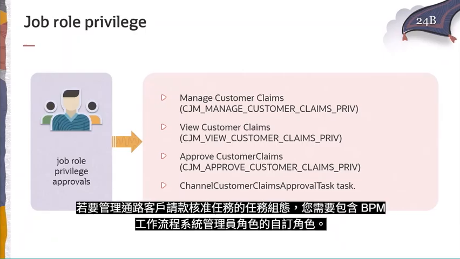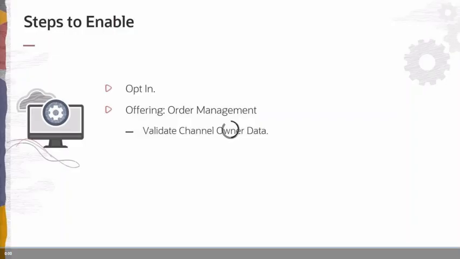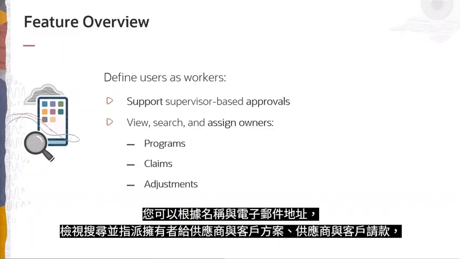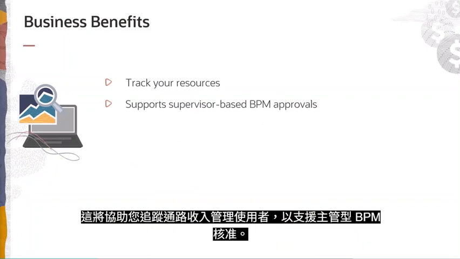Now you can define workers in Redwood. Define your channel revenue management users as workers to support the supervisor-based approvals. You can view, search, and assign owners to suppliers and customer programs, supplier and customer claims, and supplier name and email address. This will help you track your channel revenue management users to support the supervisor-based BPM approvals. Now your claim owners will be HCM workers to utilize the supervisor-based approvals. Additionally, you can search by owner name or email.